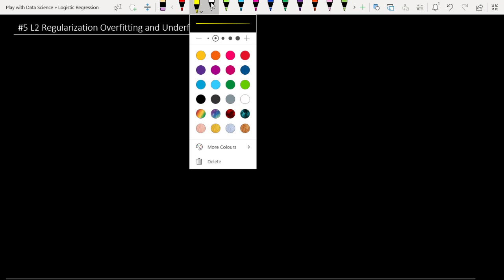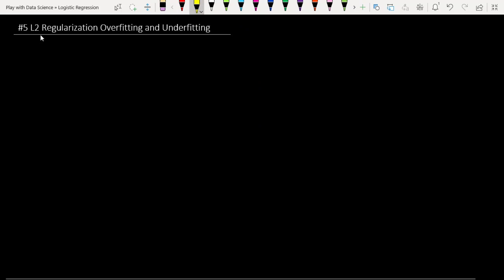So in this lecture, we will discuss L2 regularization. First, we define what L2 regularization is and how it is useful to overcome the overfitting and underfitting problem. Okay, so let's start. First, we revisit our previous lectures.